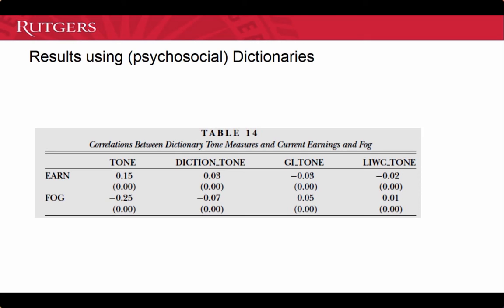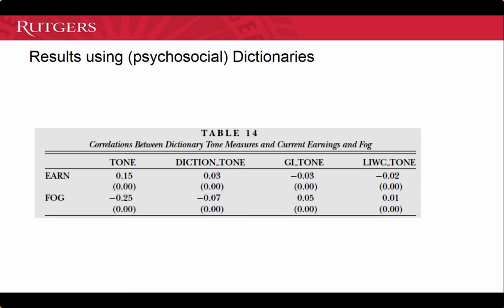So if you have complex sentences, you have low readability. Or you might even say a high readability, it depends how it's written. High readability scores could mean you need a high education in order to understand, or something like that. Anyway, one measure of readability is this Gunning-Fog score. And here, the biggest correlation, and it's negative, is between his measure of tone and Fog.